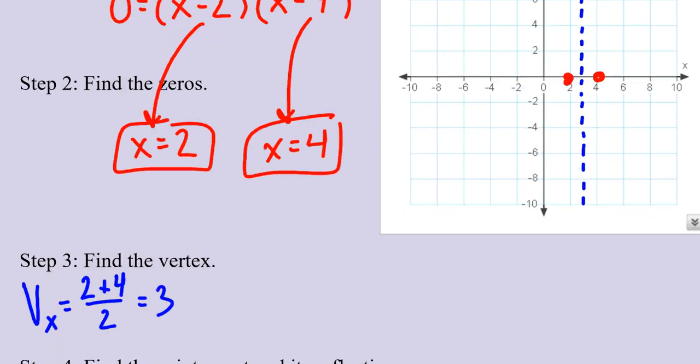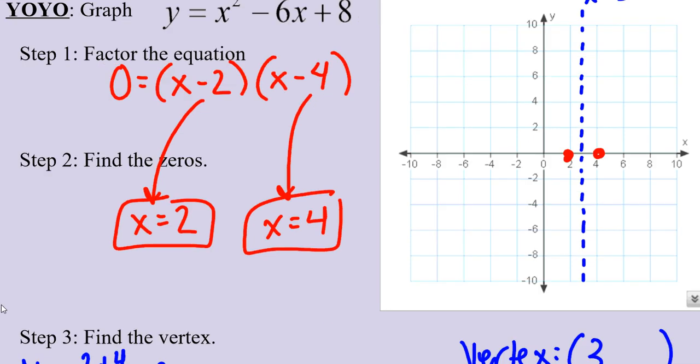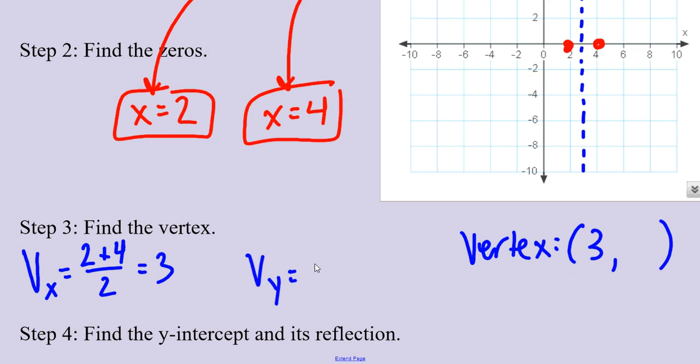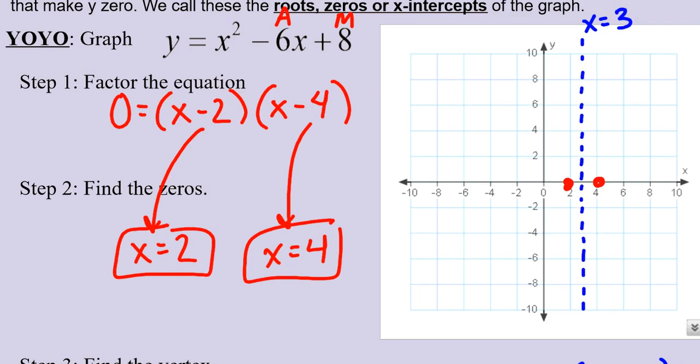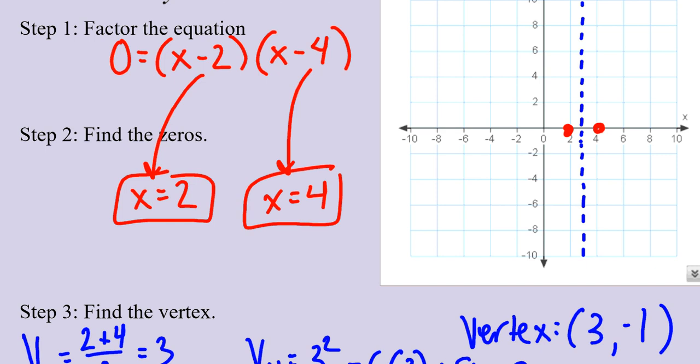Now we need to find how high or how low it's going to be. If I know the vertex's x-coordinate is 3, how do I get the y-coordinate? I put 3 in for x in the equation. So the vertex's y-coordinate has to be 3 squared minus 6 times 3, and then plus 8. That will be 9 minus 18 plus 8. 9 minus 18 is negative 9, plus 8 is going to be negative 1. So my vertex's y-coordinate is negative 1, so my vertex is right there.